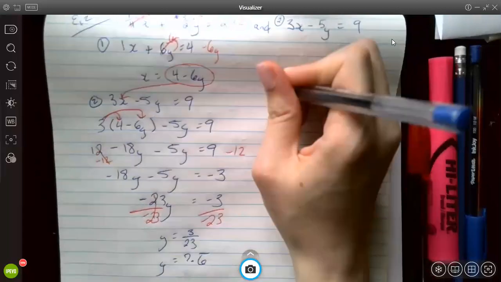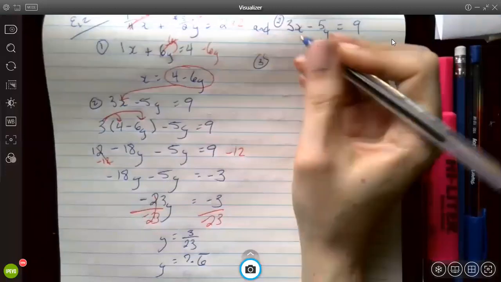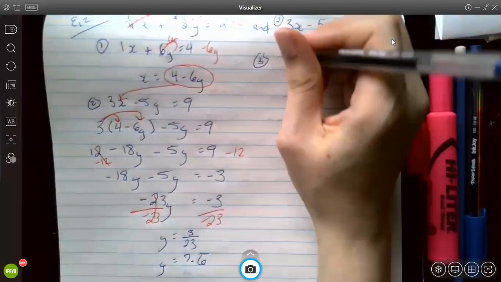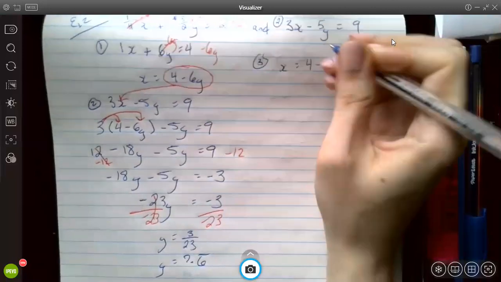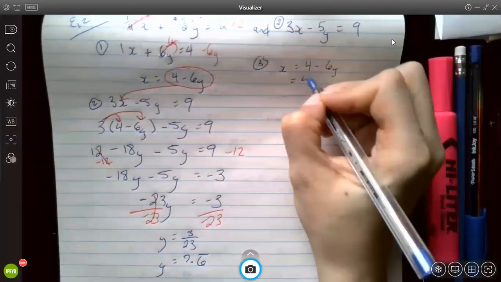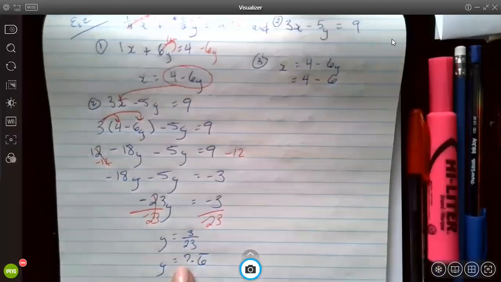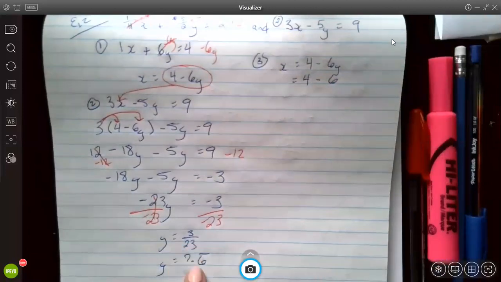Then we go for step 3. We're going to go back to our initial equation, but the rearranged version. So 4 minus 6y. We're going to plug in our y value. So either 3 divided by 23 or the repeating decimal.